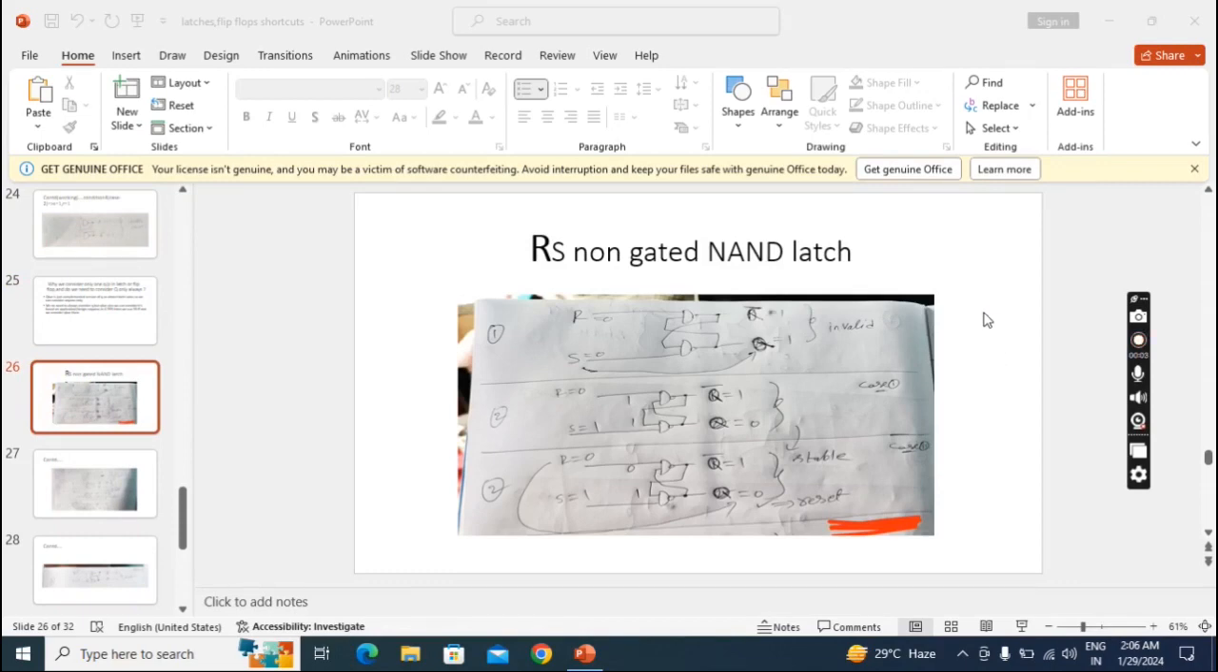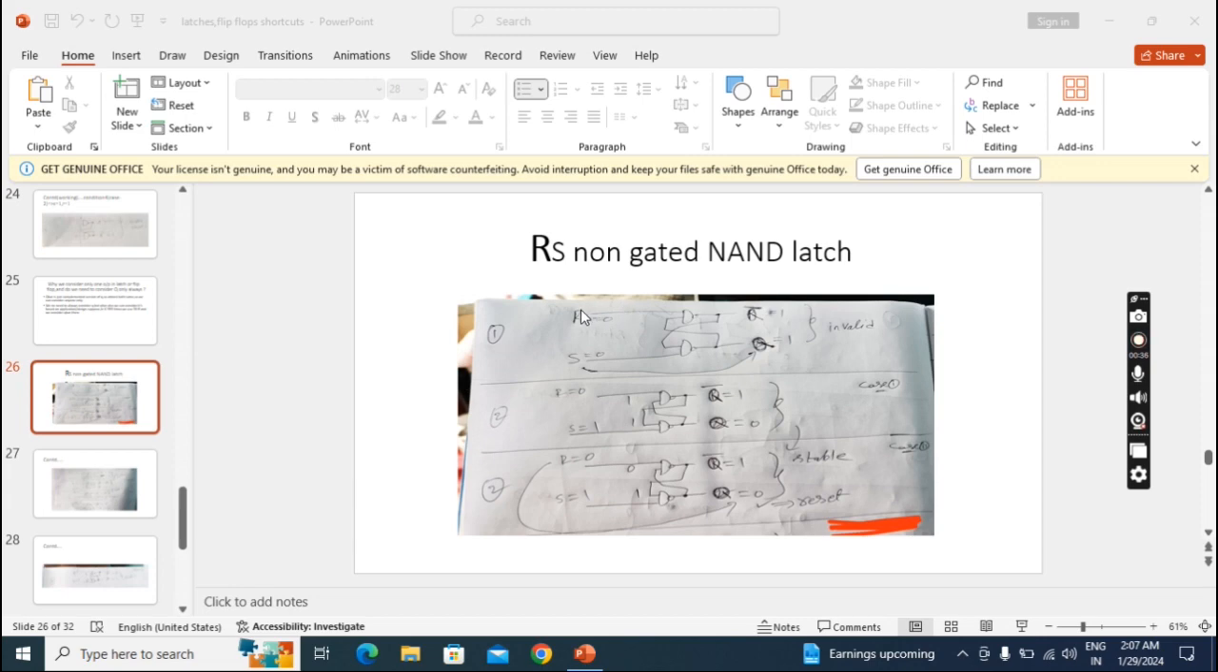Some of my students asked, sir, whether it is an SR latch or an RS latch. So we can call it an SR latch or an RS latch. In the first lecture I uploaded, I named it SR NAND non-gated latch. So here, to clarify, I have taken it as an RS non-gated NAND latch. Now we'll see the difference between SR and RS.